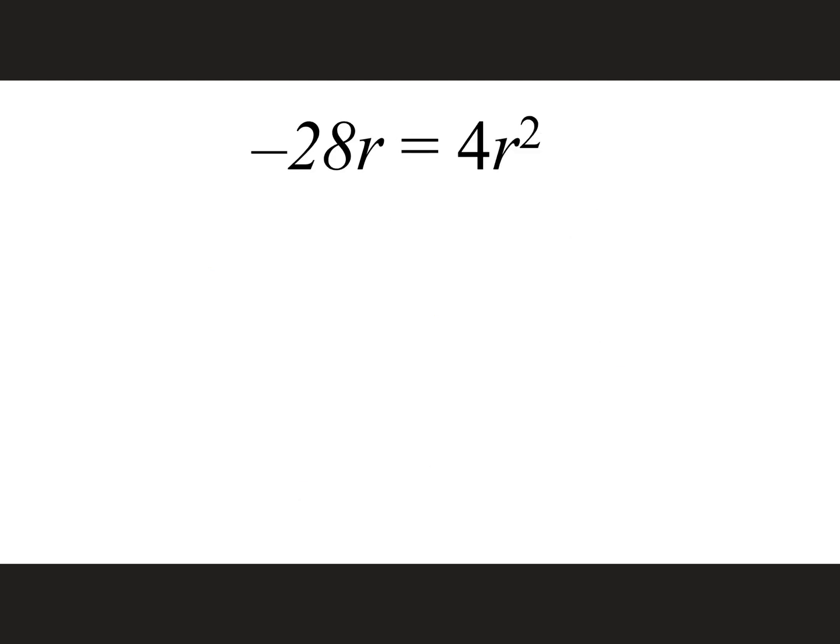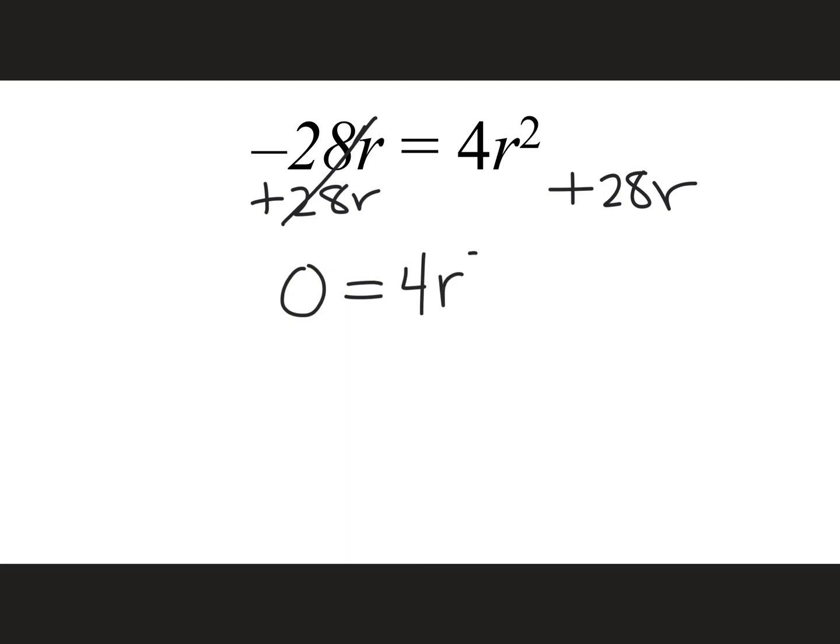What do you think you're going to do here? Well, this is where it's very important for you to remember that one side has to equal 0, and I don't have a 0 on either side. So I'm going to look for my leading coefficient, and since my 4 is positive, I'm going to leave that over there. I'm going to move the 28r to the other side. So I'm just going to do the opposite, plus 28r. Remember, they're not like terms, so I can't put them together. And I'm going to have 0 equals 4r squared plus 28r.